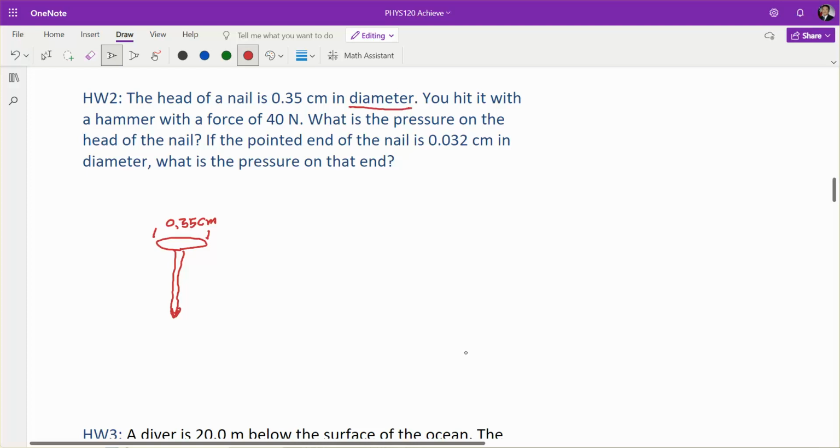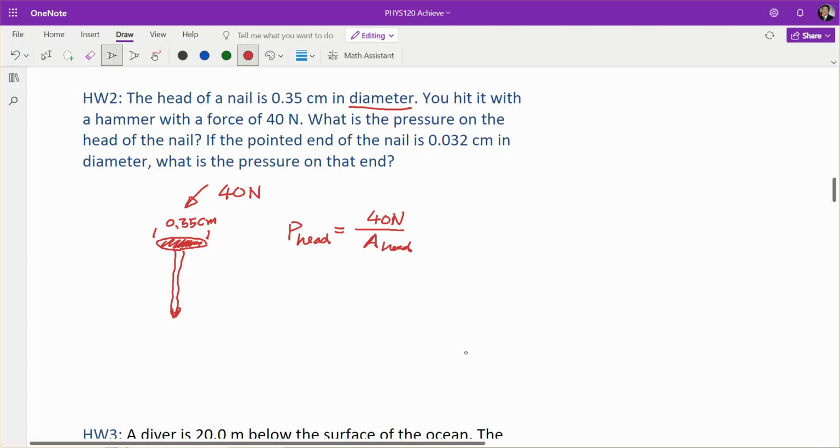And you use a hammer to give a force, and the force that you give is 40 Newton. And we want to find out, what is the pressure that you apply to this nail head? So if you look at the nail head, you need to find the area of the nail head. So the pressure at the head is equal to the force divided by the area of the head.